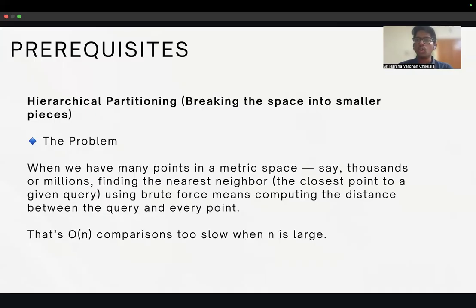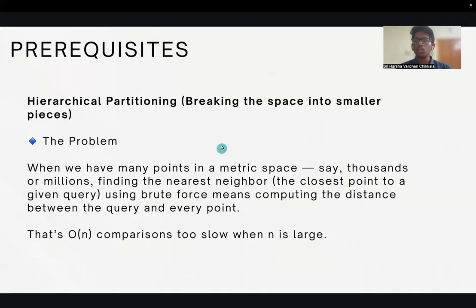Each comparison would take order of n time, and when n is so large, it is computationally so expensive. So we'll follow the technique called hierarchical partitioning. Let's try to understand with a small example in the next slide.